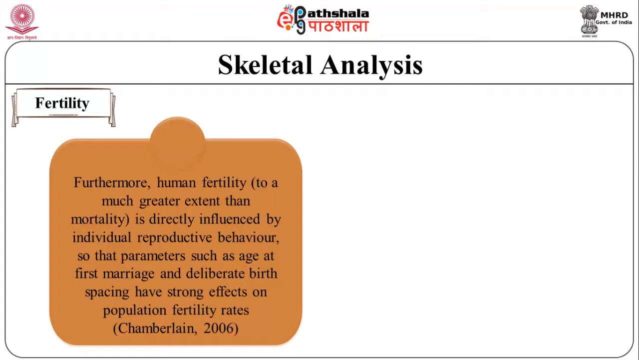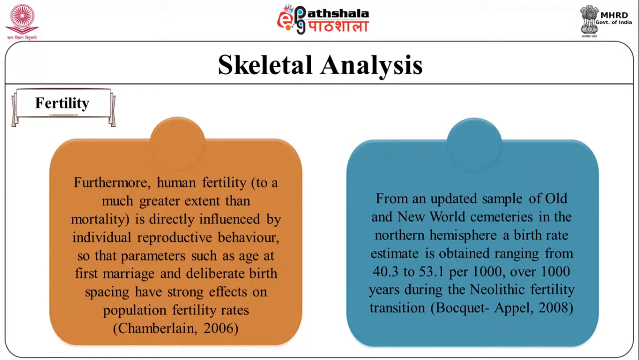population fertility rate. From an updated sample of the Old and the New World cemeteries in the Northern Hemisphere, a birth rate estimate is obtained ranging from 40.3 to 53.1 per thousand over 1000 years during the Neolithic fertility transition.